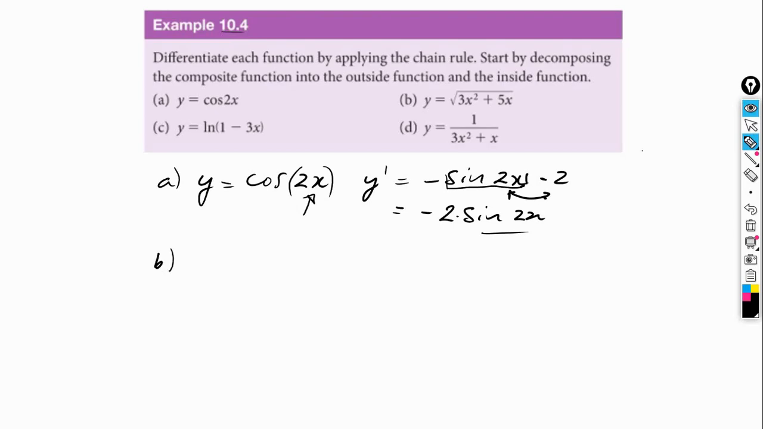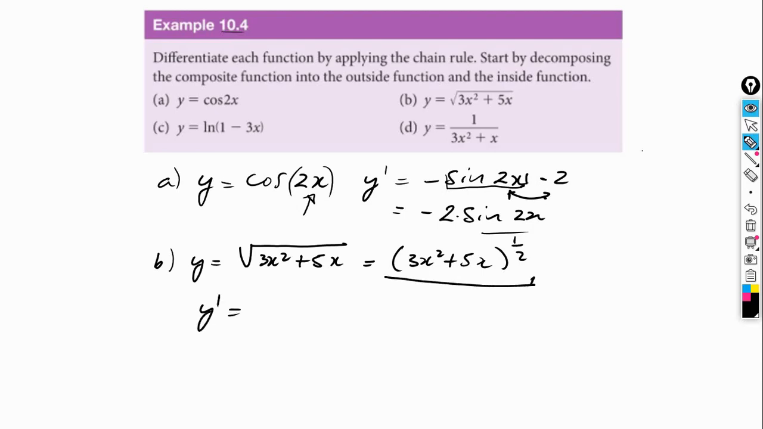So for B, we have that y is equal to the square root of 3x squared plus 5x. Recall that we can rewrite these with exponents. So this would be the same as saying 3x squared plus 5x to the power of 1/2. So if we do the derivative of this, we would do the derivative of the outside function first, which is all of it, right? So this would be 1/2 times, and leave the inside intact. So we write 3x squared plus 5x, keep that intact. And now we subtract 1 from the exponent.